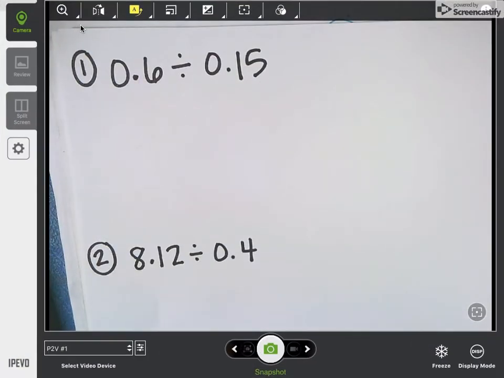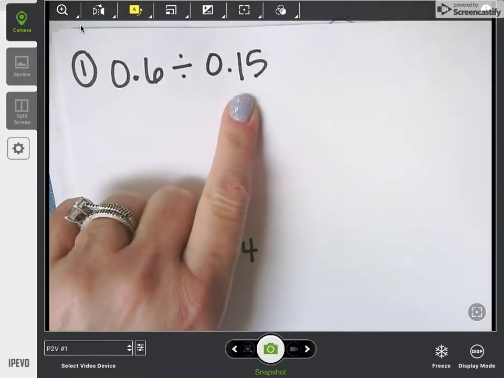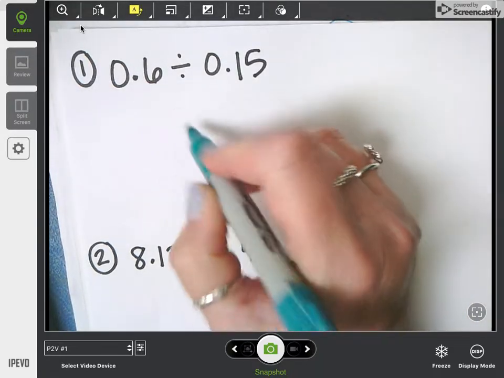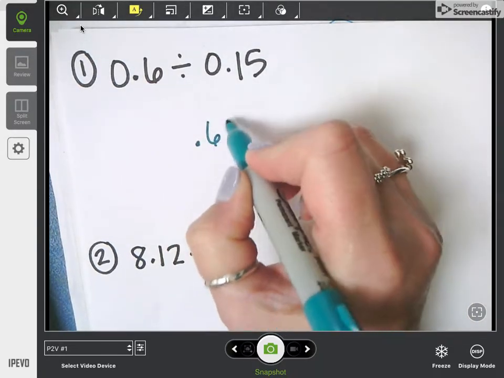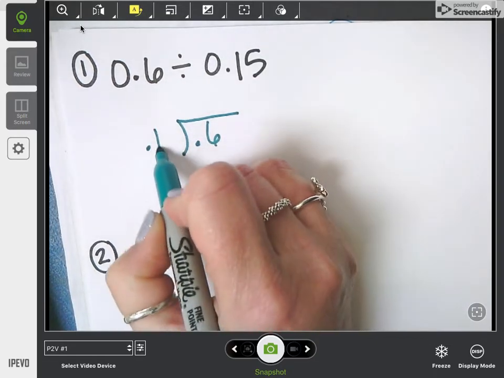Hi, today I'm going to show you how to divide decimal numbers. So the first problem we have is 6/10 divided by 15/100. The first thing we want to do is put the first number on the inside of the division bracket, and the second number goes on the outside.